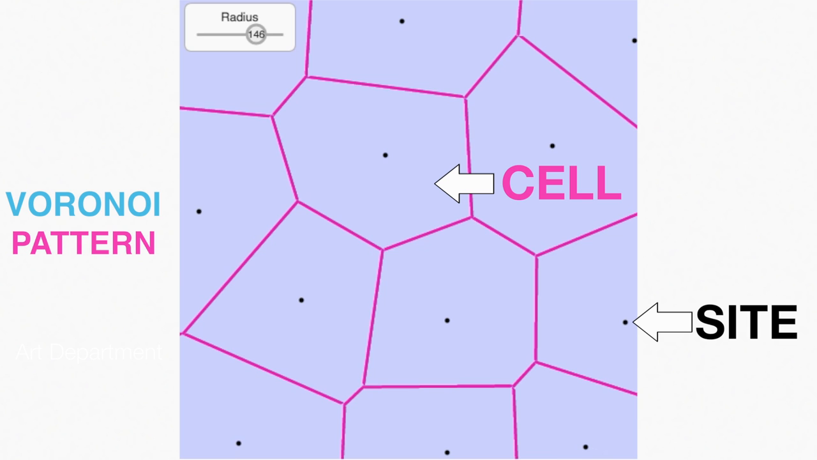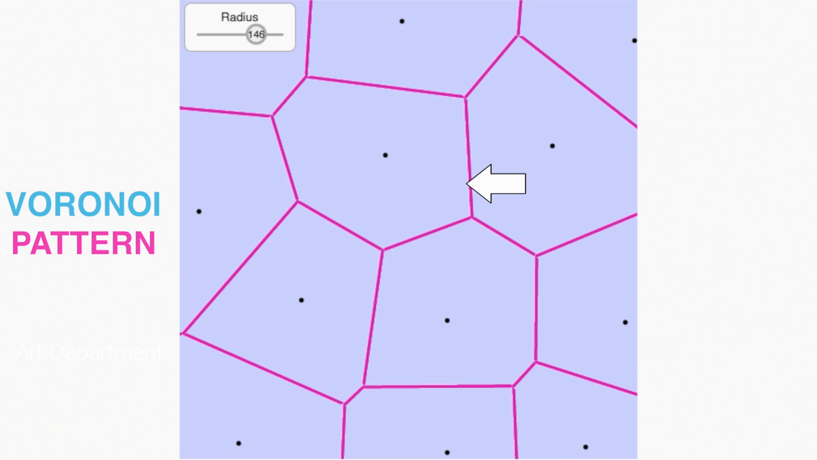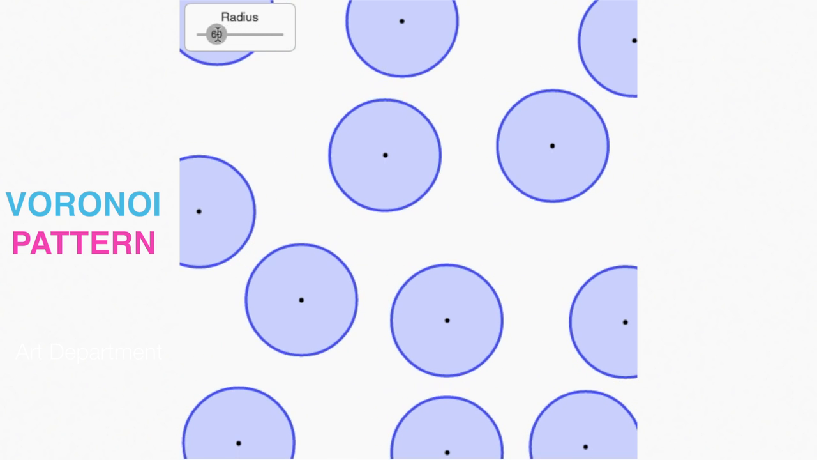And there are some really interesting properties here. The border of each cell is always the same distance to the two nearest sights. And wherever three lines meet, we get a point or a vertex right here. And this is equally distant to the three nearest sights. All thanks to the awesome power of math.